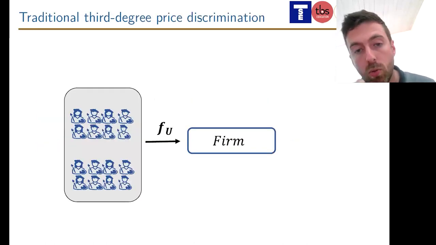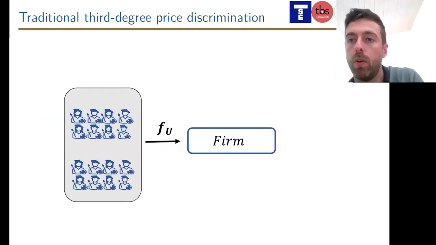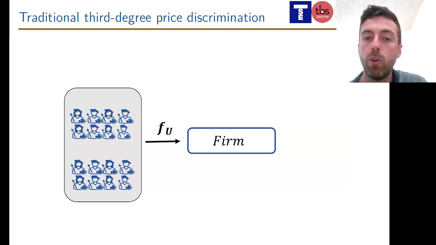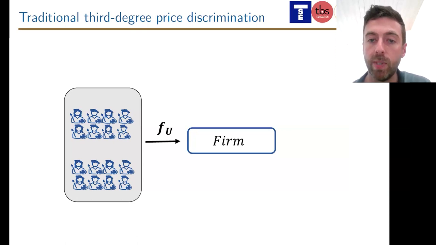Just to make it clear what we are looking at, here's the standard setup of third-degree price discrimination. You would have a firm that faces a group of consumers, where it cannot discriminate, so it has to charge the same price to everyone. Here we call it FU. You're going to see why we use an F, because later on it will be the developers that pay a fee.